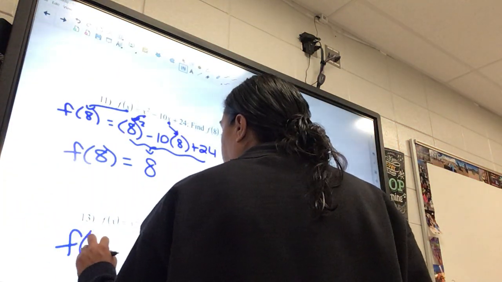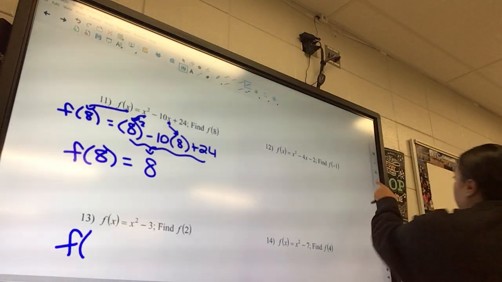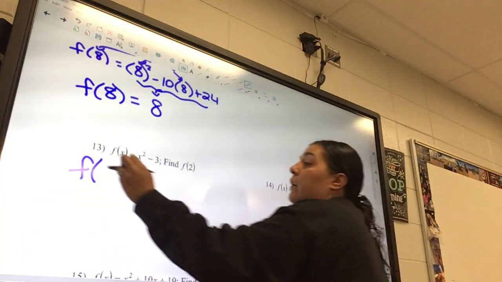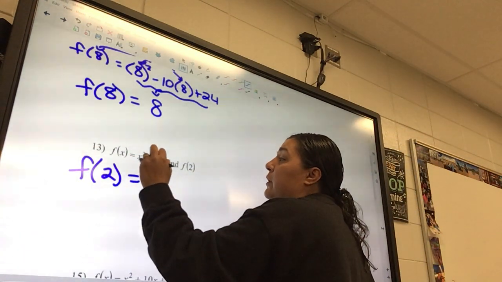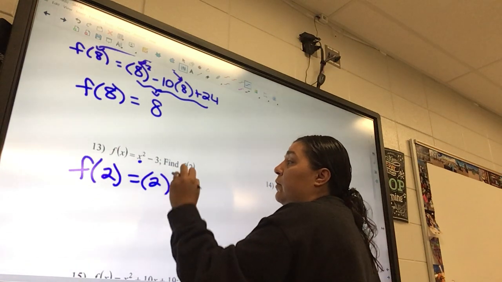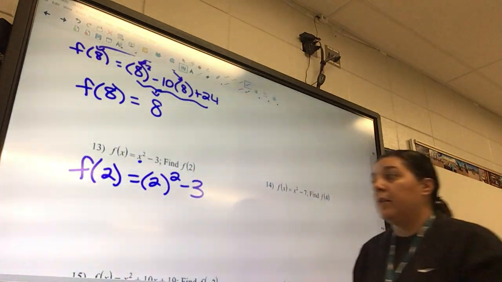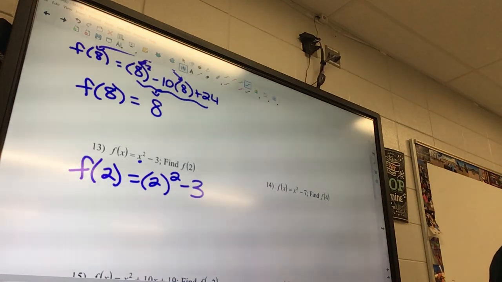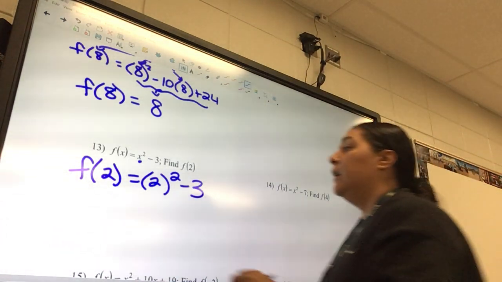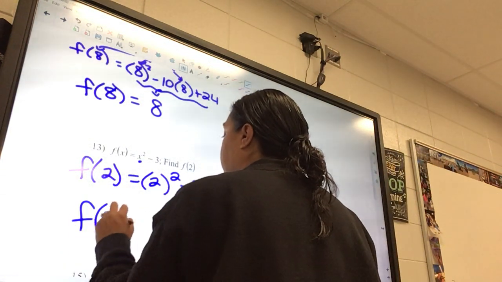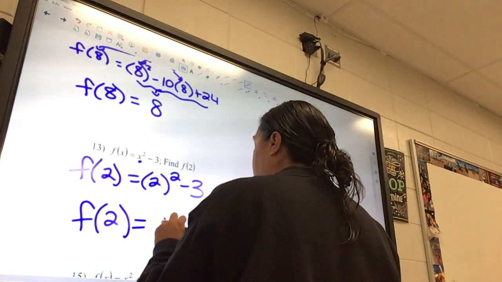Okay, 13, we're going to say f parenthesis 2 close parenthesis equals, I have an x, so parenthesis 2 squared minus 3. So we should get f of 2 equals 1.